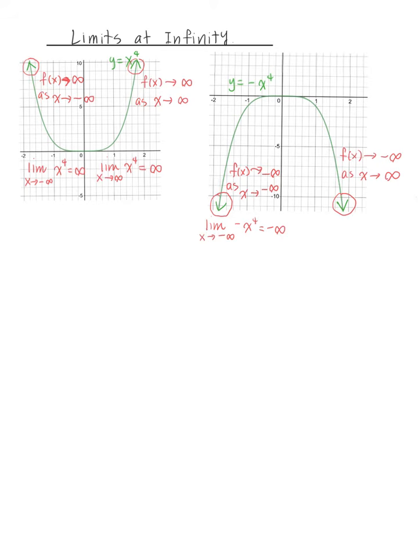All right. Now, let's try to express the other tail end. So here we're going to write it as limit as x goes to infinity of our function, negative x to the fourth. Now, where is our y value going, or f of x going? Well, it's going to go towards negative infinity. And that's how you write it.